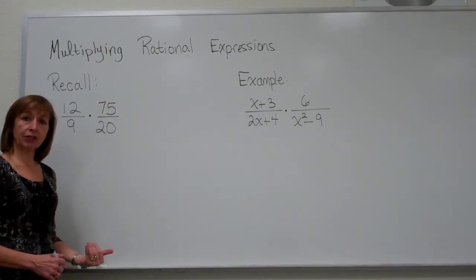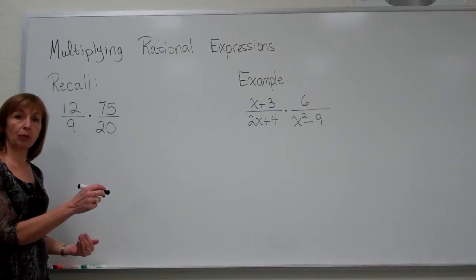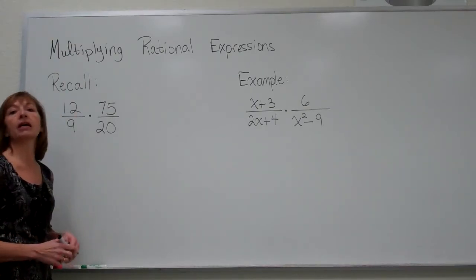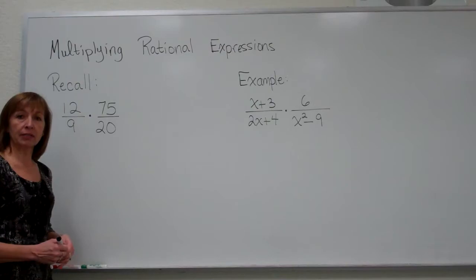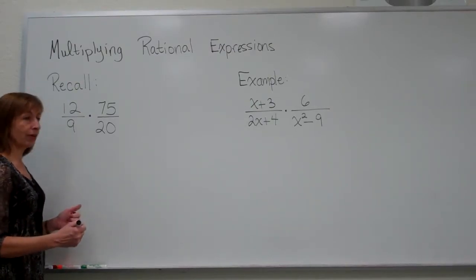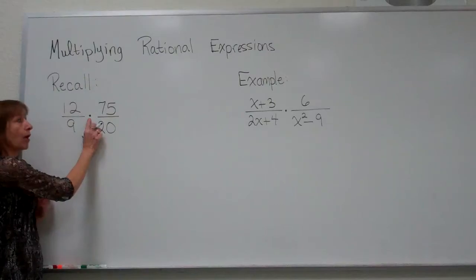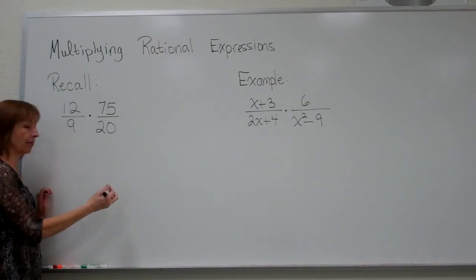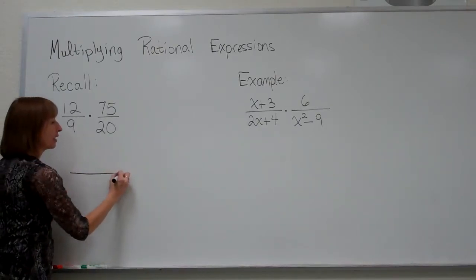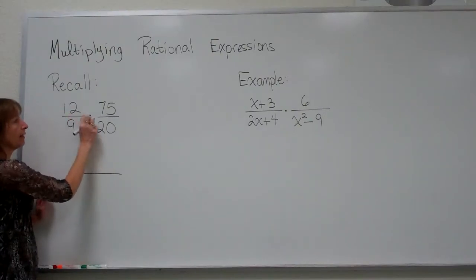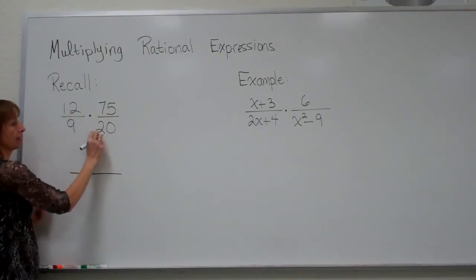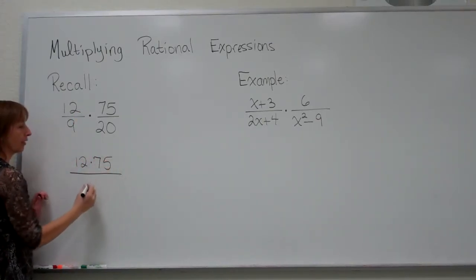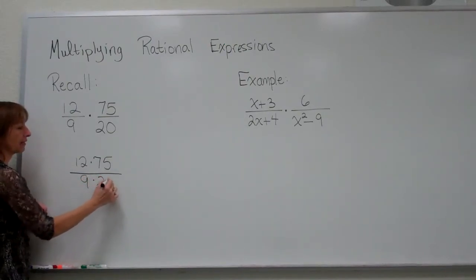Now, to simplify a fraction, we needed to write all the factors of the numerator over all of the factors of the denominator so that we could see how to remove the common factors between the numerator and denominator. In order to take advantage of that when we're multiplying, to get ready to do this problem, we're going to write the multiplication across the numerator and across the denominator. So we have 12 times 75 in the numerator and 9 times 20 in the denominator.